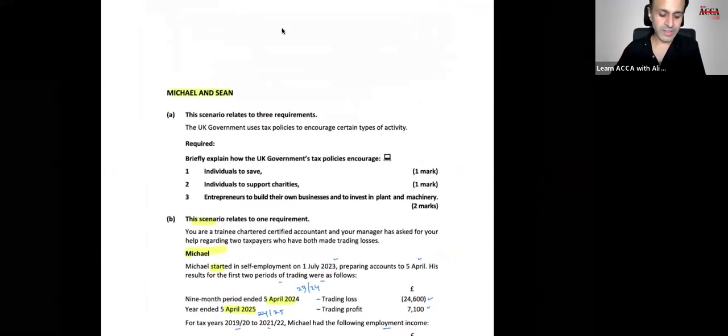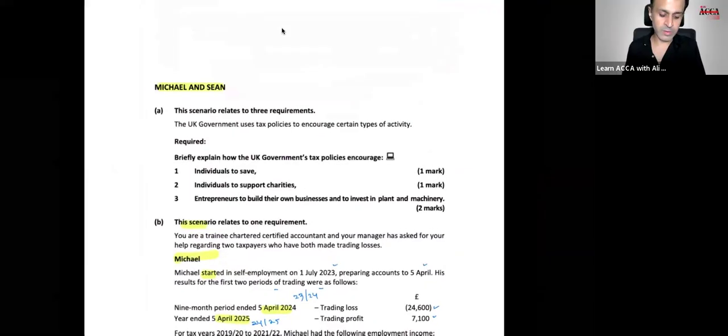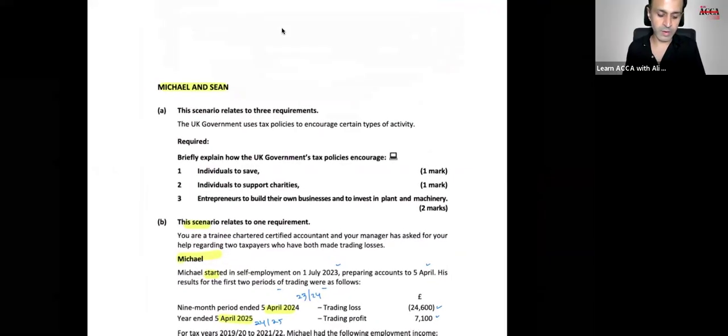I will do part A of it. The UK government uses the tax policies to encourage certain types of activities. Briefly explain how the UK government tax policies encourage individuals to save, individuals to support the charities, entrepreneurs to build their own businesses and to invest in plant. Very general question, this one is.